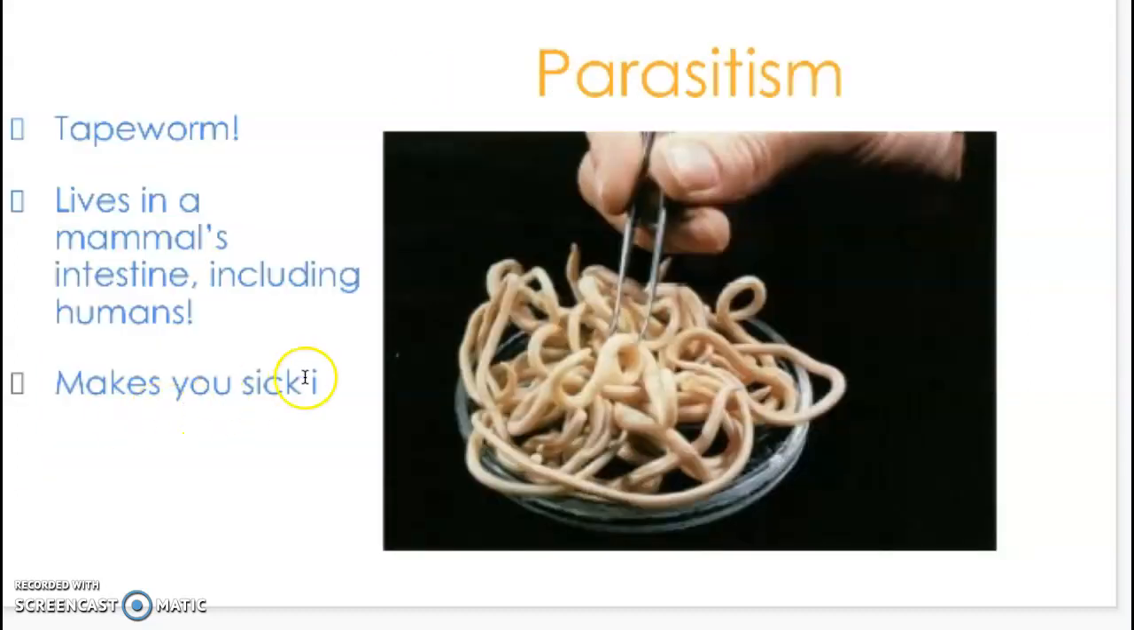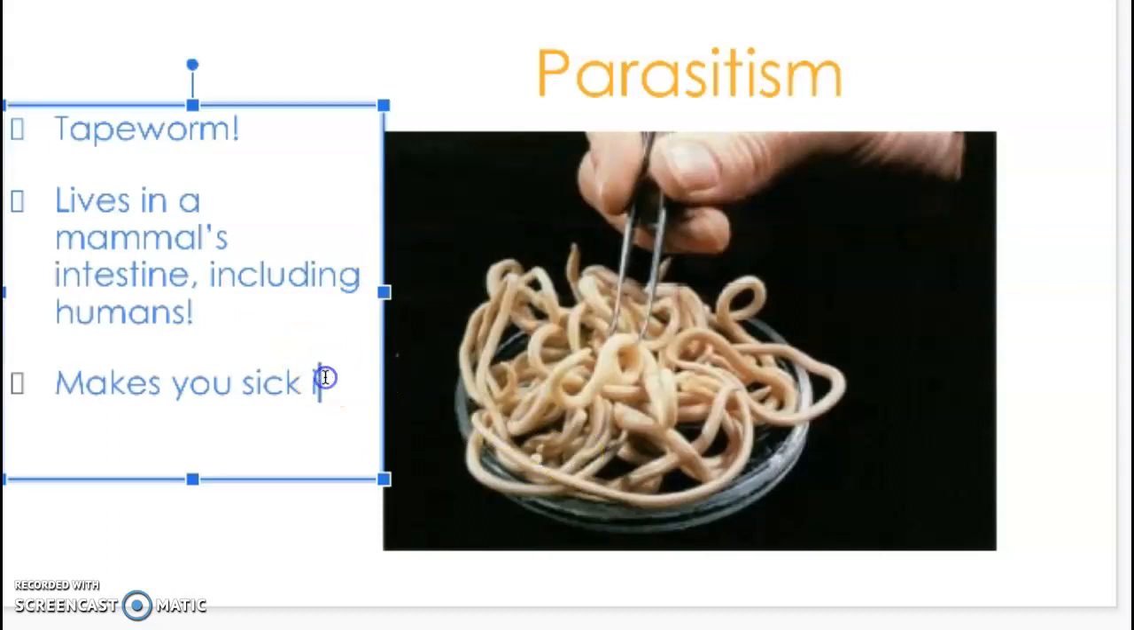Another one is tapeworms. Tapeworms live and thrive in intestines, even humans. So it can make you sick, and this is another classic example of parasitism.